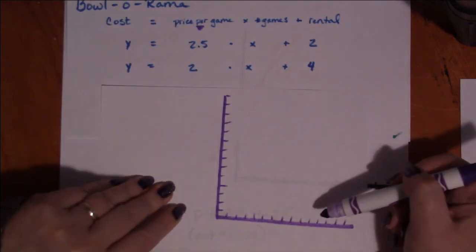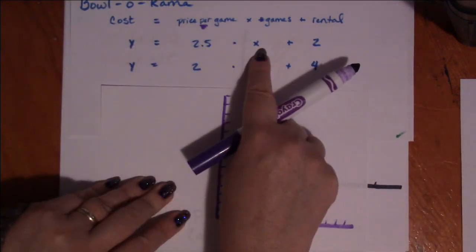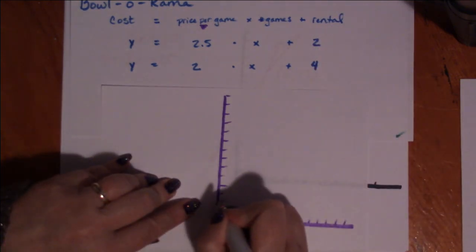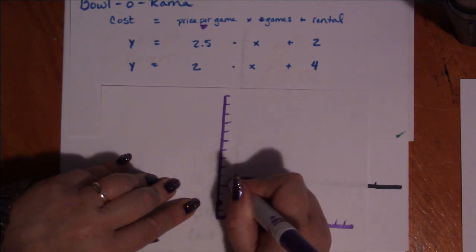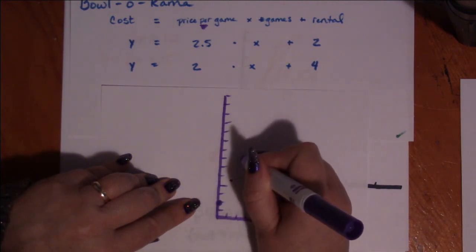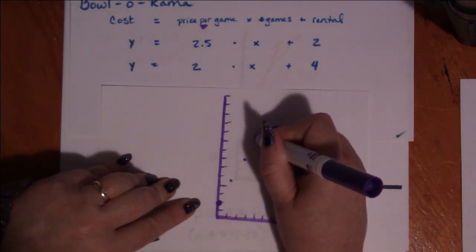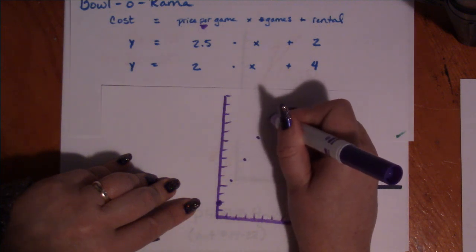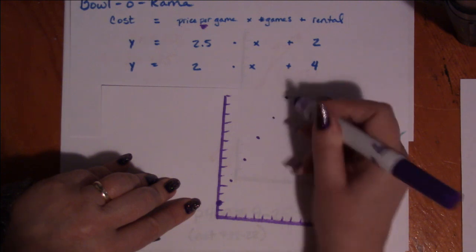So we're just using quadrant 1 because you can't have a negative cost and you can't have a negative number of games. So we're going to start at the 2, and we're going to go up 2.5 and over 1, and up 2.5 and over 1, repeating, and we're about there.